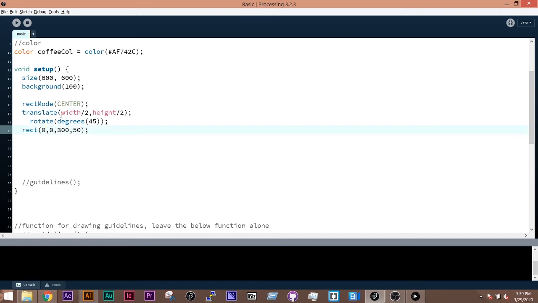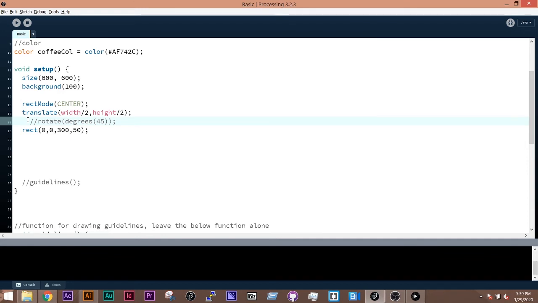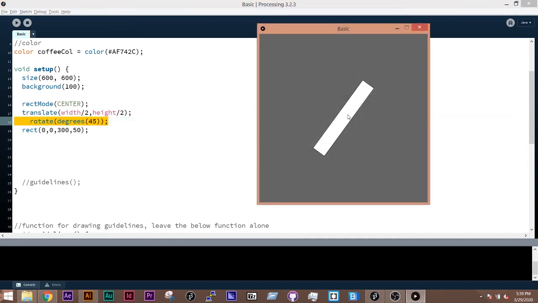Because I've translated this width divided by 2, I'm going to uncomment this, comment that out. So width divided by 2, height divided by 2. I'm translating the origin point to now draw everything relative to here. So now I just want to draw this at 0, 0 because this is the new origin. See, nothing's changed. But now when I bring this rotate back, now we get a rotation because it's rotating around this particular point.